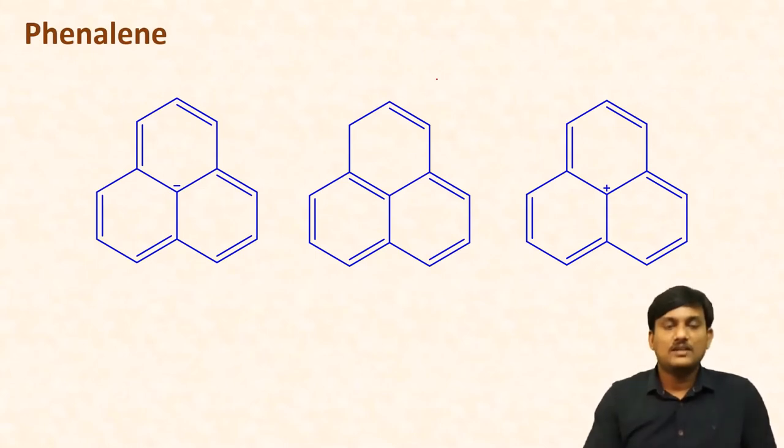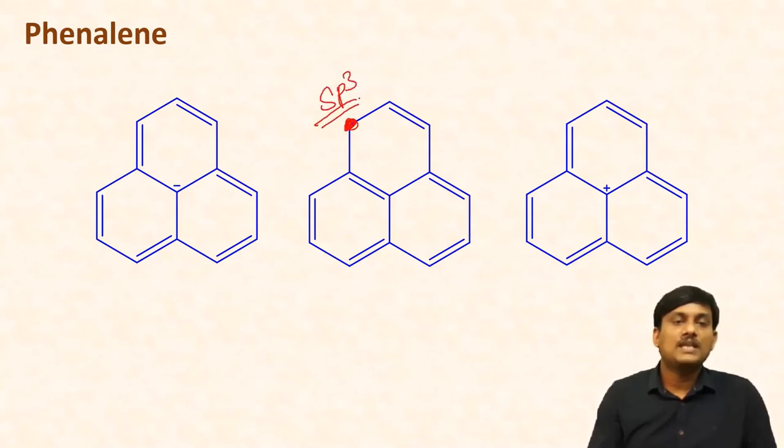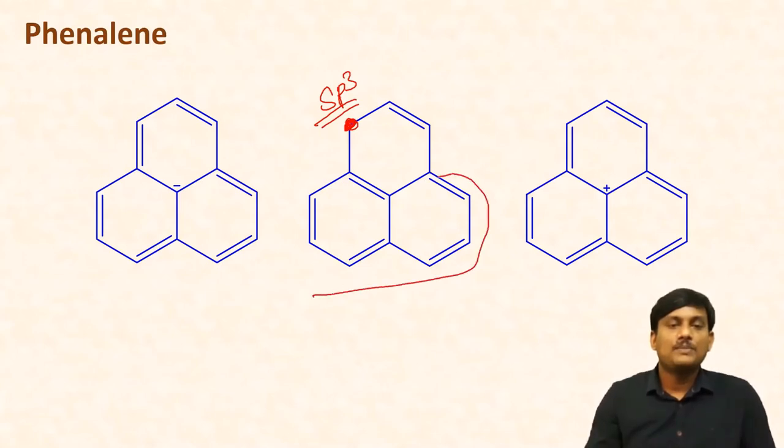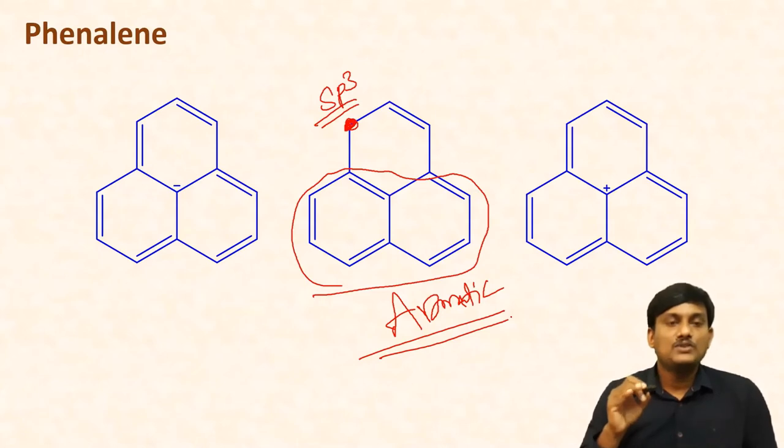Phenalene. Let us take phenalene. This is phenalene, and here you have an sp3 hybridized carbon. Even though it has an sp3 hybridized carbon, due to having benzene rings, this one is aromatic. It's a benzenoid aromatic compound.